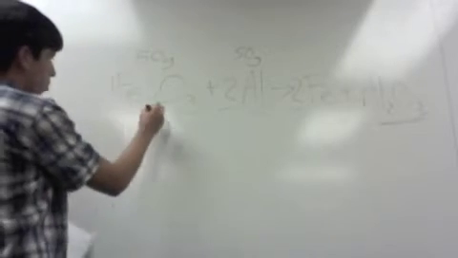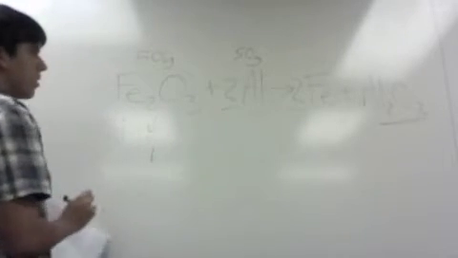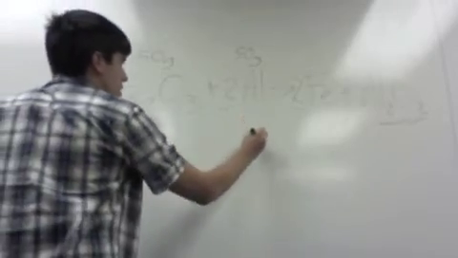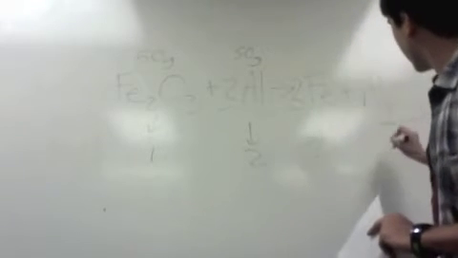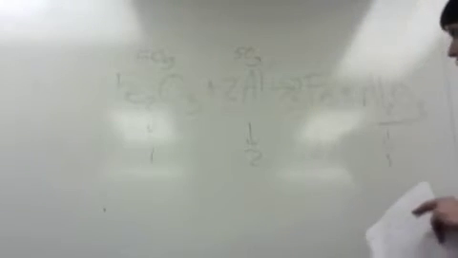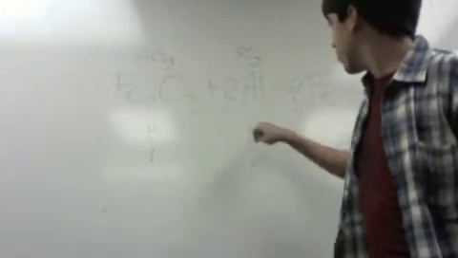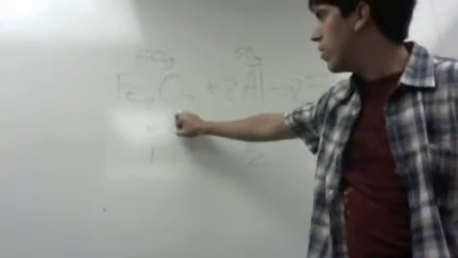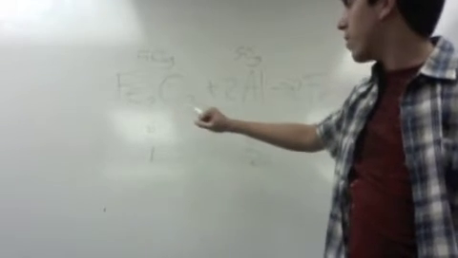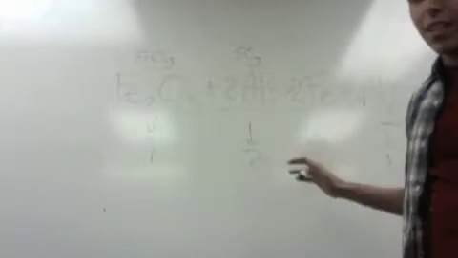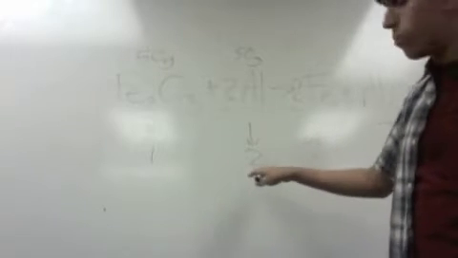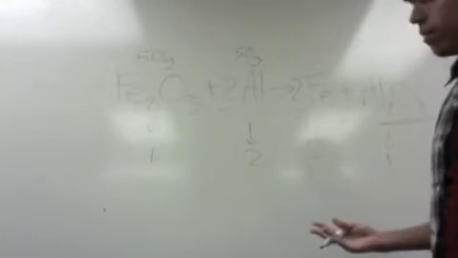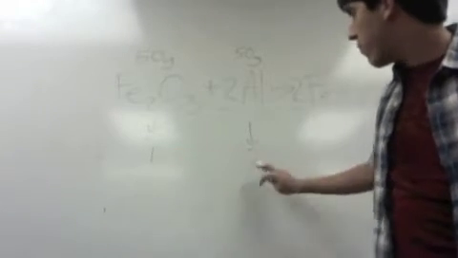First of all, you have 1 mole of iron(III) oxide. You have 2 moles of aluminum, 2 moles of iron, and 1 mole of aluminum oxide. What that means is to produce 2 moles of iron and 1 mole of aluminum oxide, you're going to need 1 mole of iron oxide and 2 moles of aluminum. But it doesn't mean that it has to be 1 mole, 2 moles, 2 moles, 1 mole. It means that the ratio has to be that. So this could be 2, 4, 4, 2.